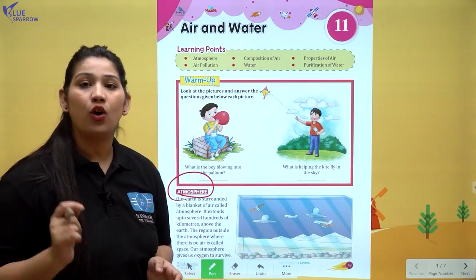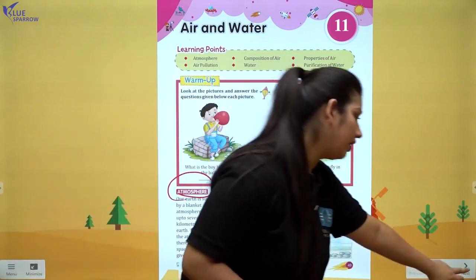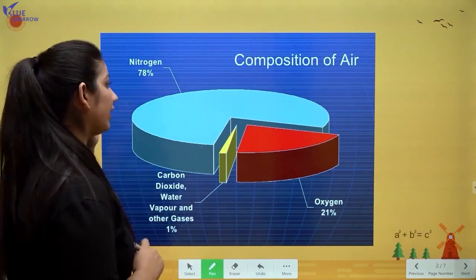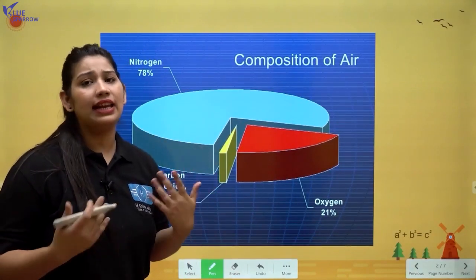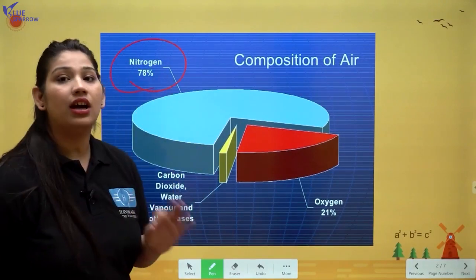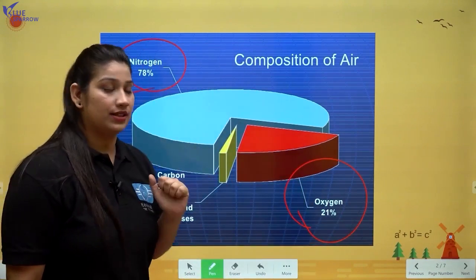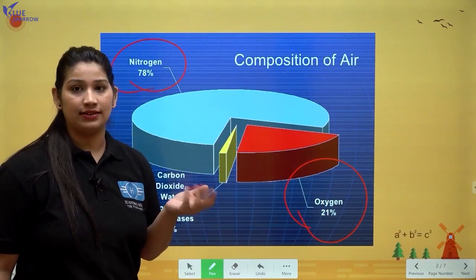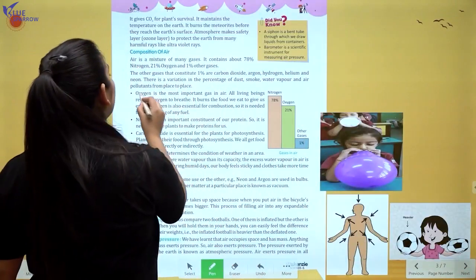Let us understand the composition of air. Air is made up of many gases. Basically, it is made up of nitrogen, oxygen, and 1% of carbon dioxide and other gases. The amount of nitrogen is 78%, the amount of oxygen is 21%, and the rest 1% contains carbon dioxide, argon, neon, and other gases. Oxygen is the most important gas in our air.